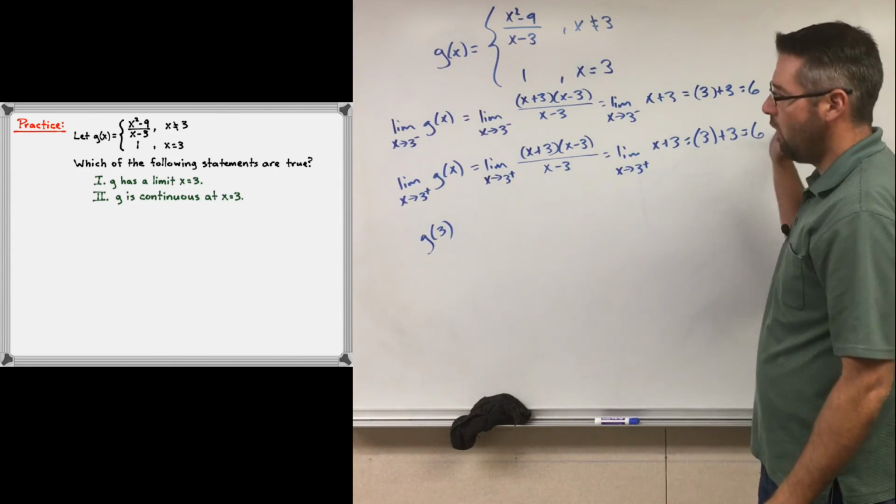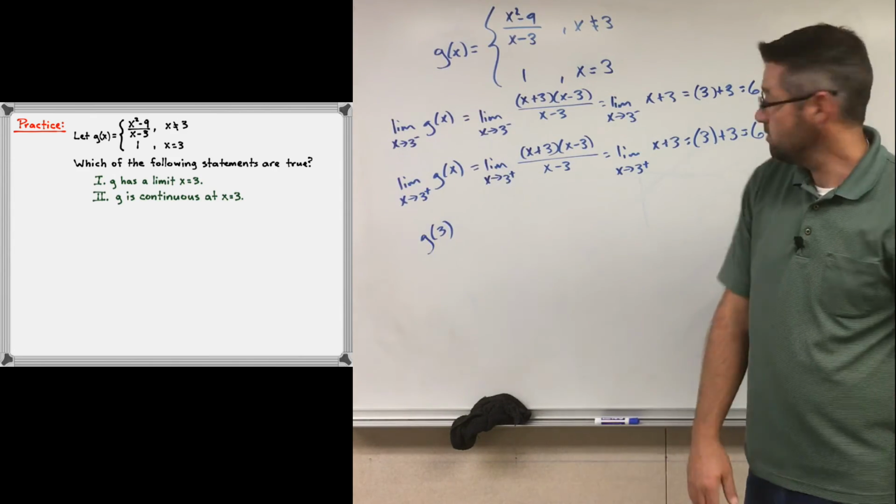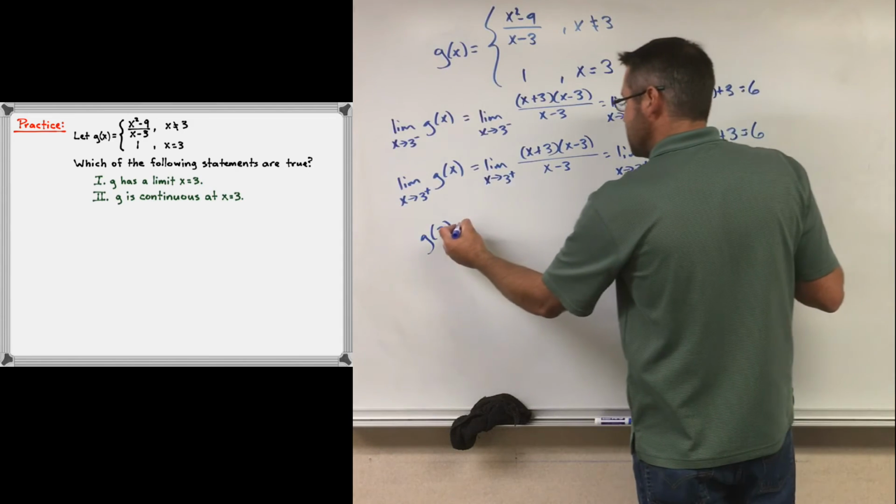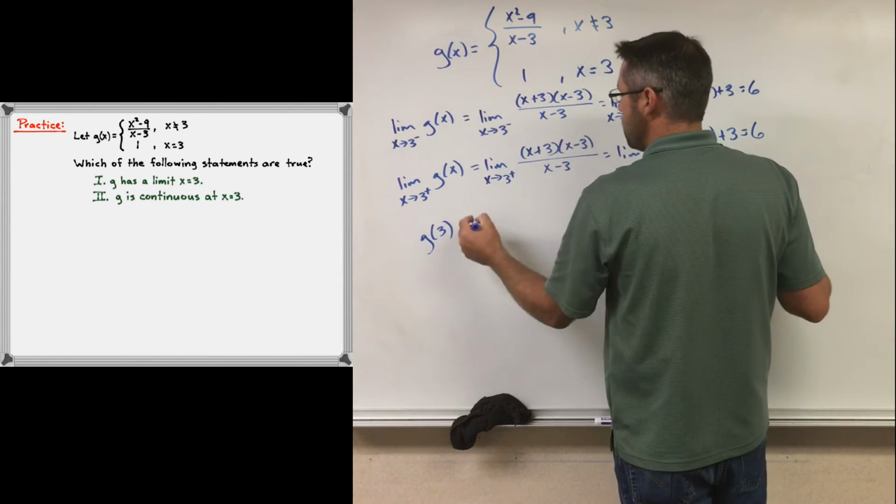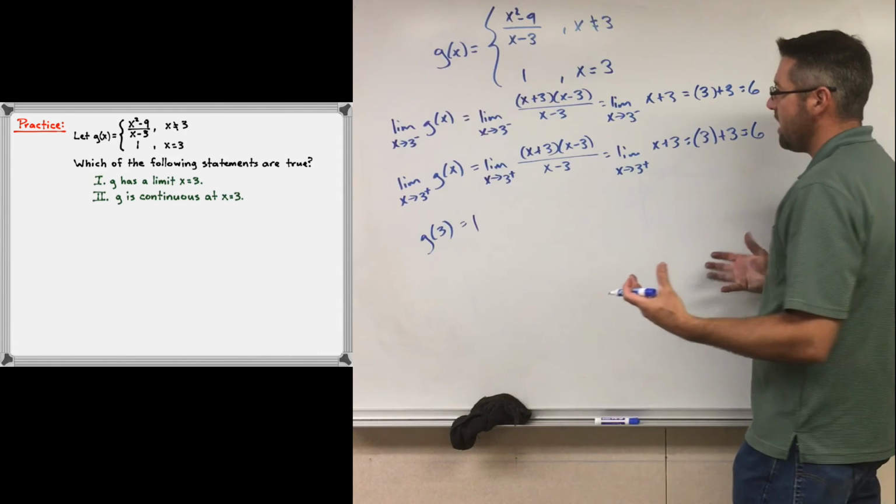And some of you might say, well, do I have to write all that out? Yes, you do. I know it's repetitive, but it's showing step by step. And then what's g of 3? Well, g of 3 is 1. Now, what can we say?